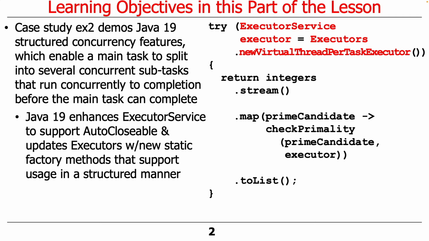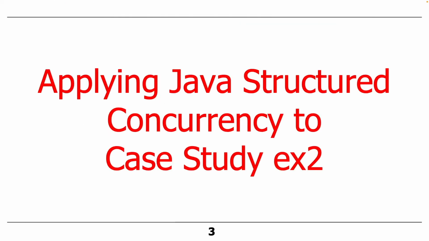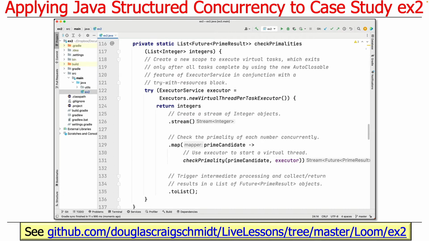and demonstrate the features of the executor service that enhances some stuff that was there before and adds some new factory methods that support structured programming and structured concurrency. This particular approach also, just for kicks, demonstrates combining structured concurrency with Java sequential streams, just because, to be honest with you, it's so painful to write traditional Java 7 style code. So I kind of combined the two paradigms here just for fun. And you can find this in the ex2 project in my Loom folder in my LiveLessons GitHub repository.